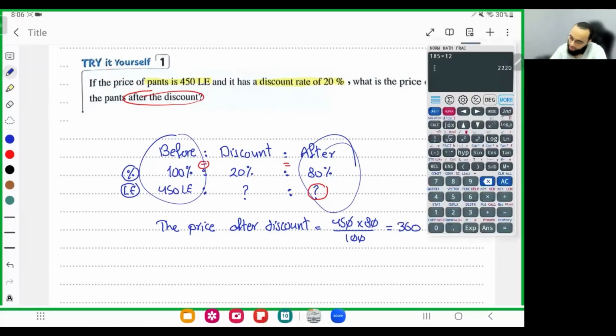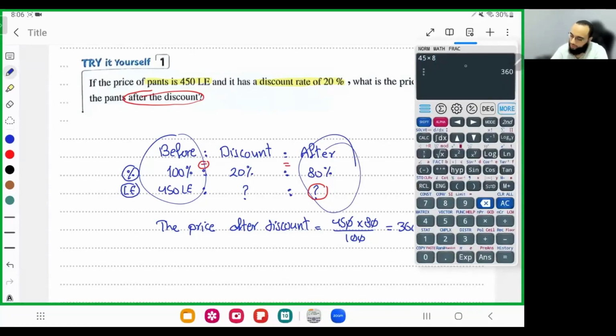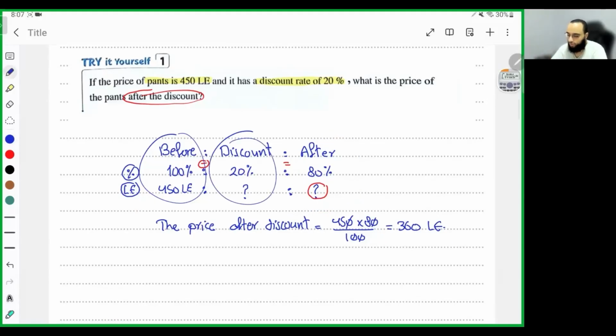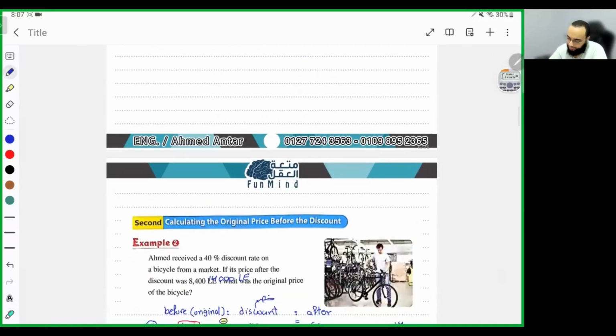Let's check the calculator. 45 times 8 is 360. Correct. If you want to calculate the discount itself, the amount of money that you saved, you can do 450 minus 360, because this is the price before and this is the price after. If you subtract them, it gives you the amount of money you saved. You can also do it with cross multiplication, something like 450 times 20 over 100, which gives you the same answer. Okay, the next. Read the question.